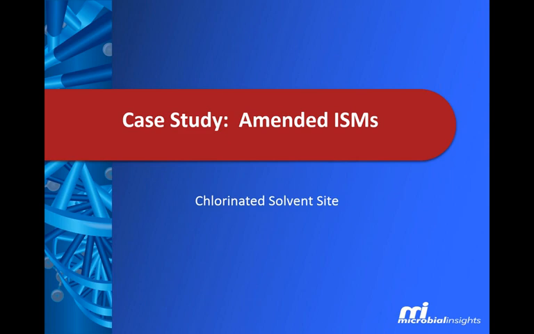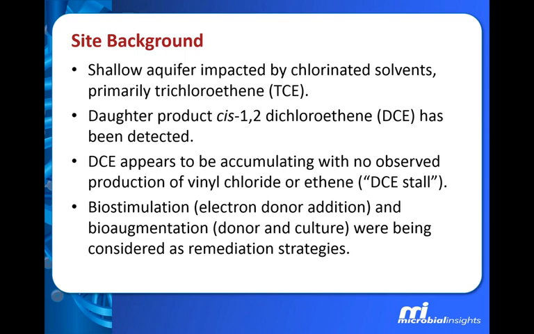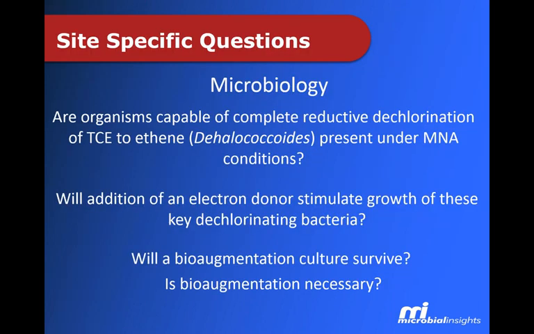So I'd like to show you a case study using in situ microcosms and biotraps at a chlorinated solvent site. This particular site, the primary contaminant was TCE. Daughter products in the form of cis-DCE were detected, but no vinyl chloride, no ethene, so it seemed to be the standard DCE stall. So the client in this case wanted to look at biostimulation, electron donor addition, as well as possibly bioaugmentation, so using electron donor and a commercial culture.